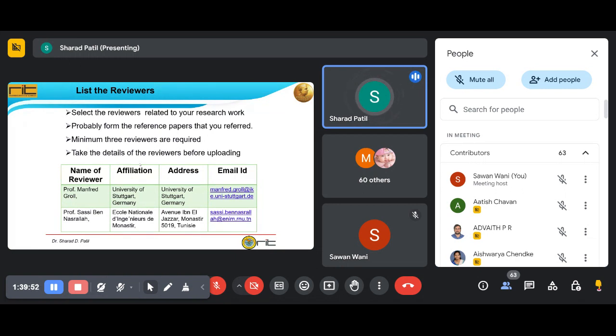Many journals ask for a list of reviewers, so you are also required to prepare a list of reviewers. Now the question will come to your mind: from where can I get the list?